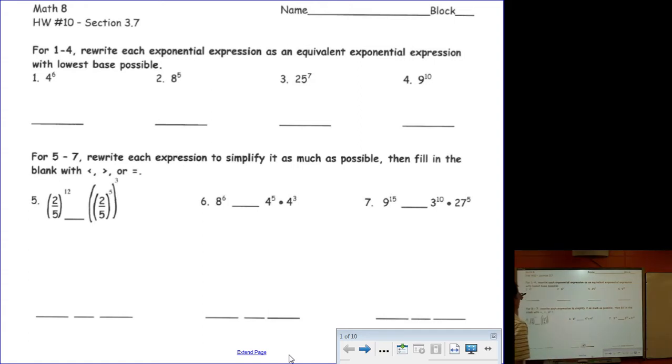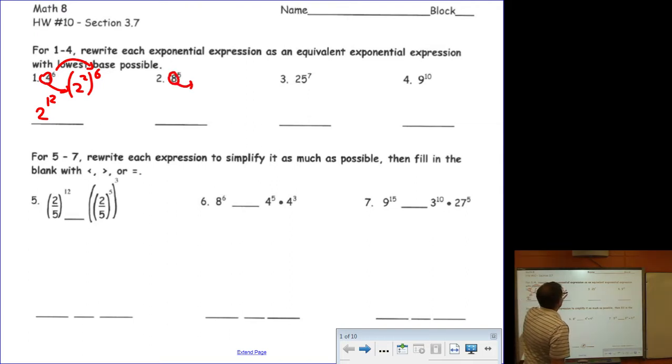Number 1, since 4 is a perfect square, you can take the 4 and make it into 2 squared. But then, of course, that is to the 6th power. And 2 squared to the 6th power would be 2 to the 12th, because when you have a power to a power, you multiply them. The 8 can be changed into 2 to the 3rd power because it's a perfect cube. Then, since the 8 was to the 5th power, this would be 2 to the 3rd to the 5th power. And you'd use the power to a power to make it 2 to the 15th.